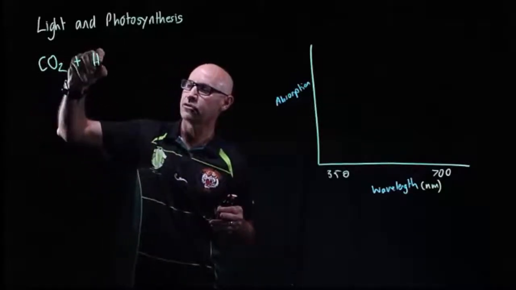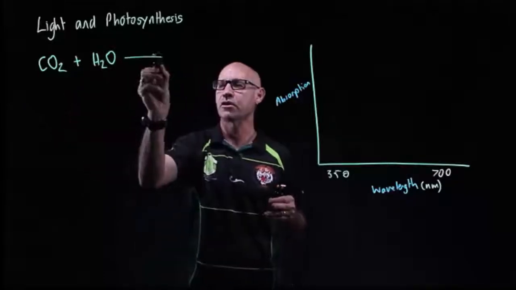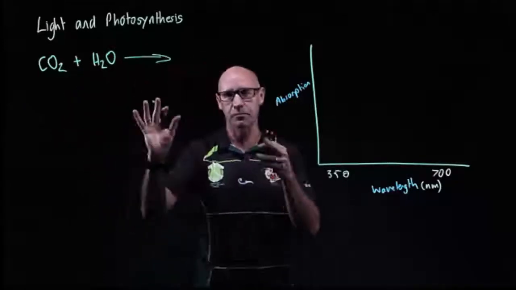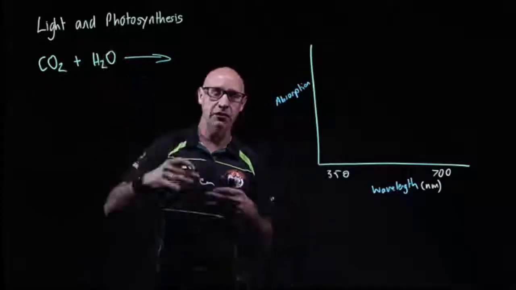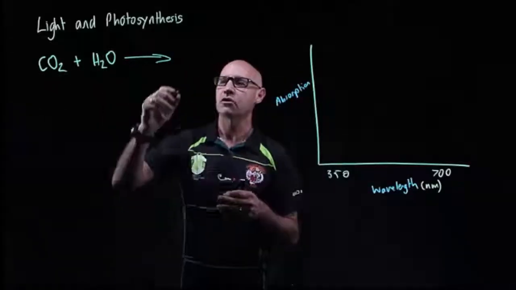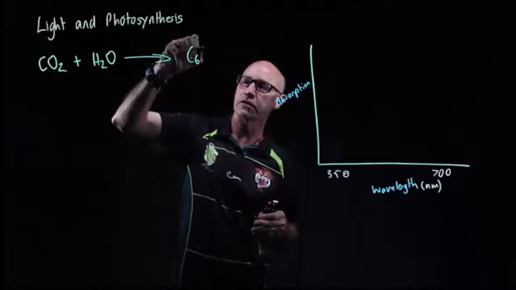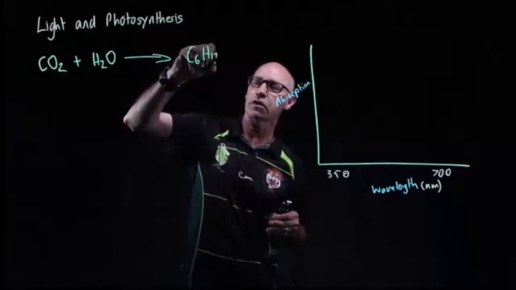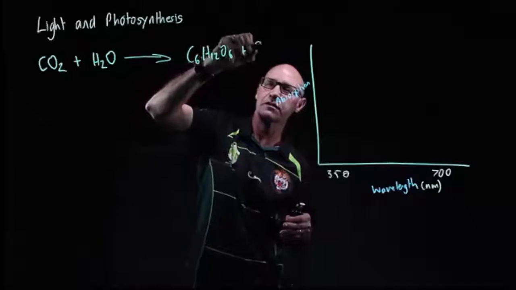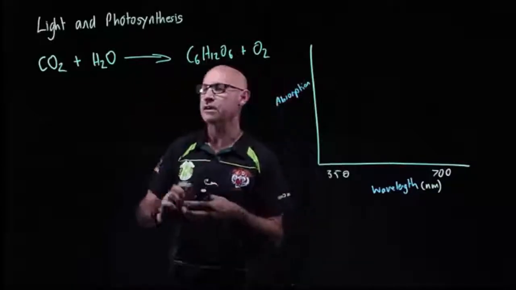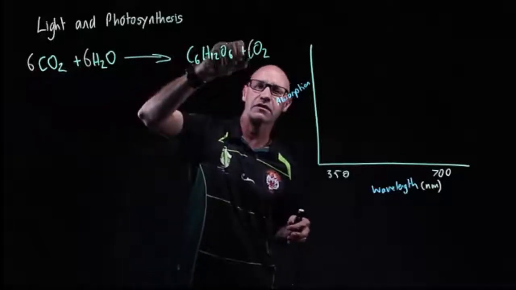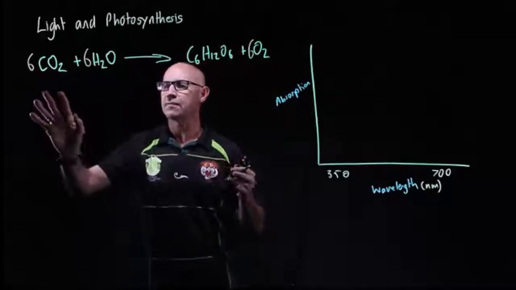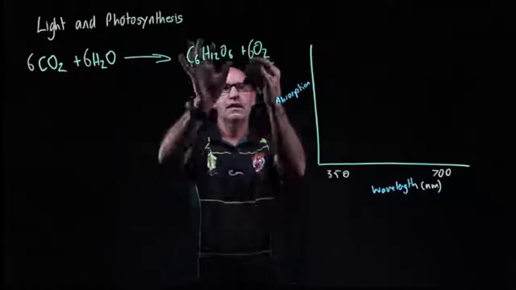CO2 plus H2O. This is just a summary of the reaction because it's far more complex, there's lots and lots of steps. Carbon dioxide and water are the raw ingredients, and what is produced is glucose, C6H12O6 plus oxygen. Now we can just balance that. There's 6 of those, 6 of those, and 6 of those. So these are our raw ingredients and these are our products.